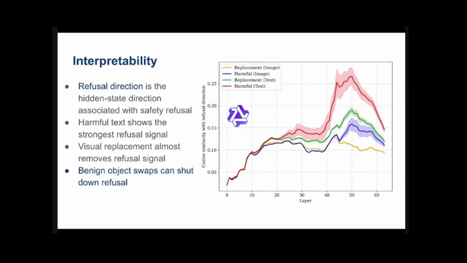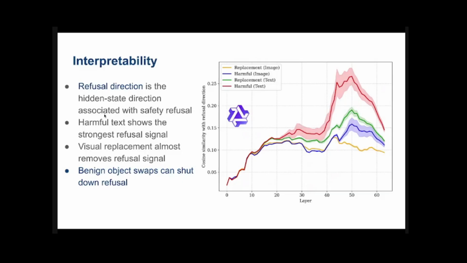The refusal direction, to talk about it very briefly, is the direction in the model's hidden state that's associated with safety refusal. So if you modify the representations more in this direction, artificially by some intervention, the model will refuse. And if you go in the other direction in this hidden space, the model should not refuse. This is a concept from studying the safety of models and how they behave.